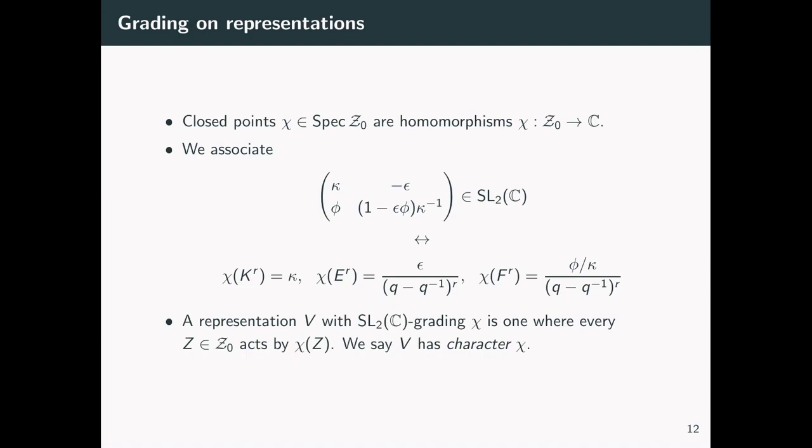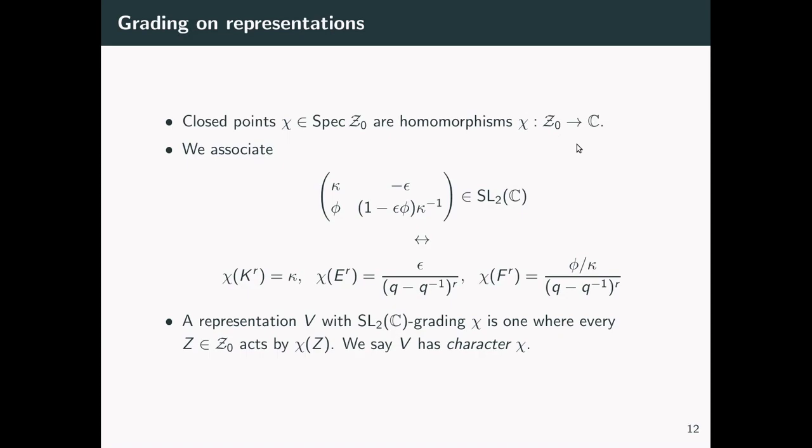And a representation V of U_q with SL2 grading chi, so SL2C grading this matrix, is just one where Z naught acts by this character. It has represented this character chi. So if you're familiar with quantum groups at roots of unity, you might know that the representation theory gets weird. It's not semi-simple, and there's some complicated tensor product rules, and things are more complicated.